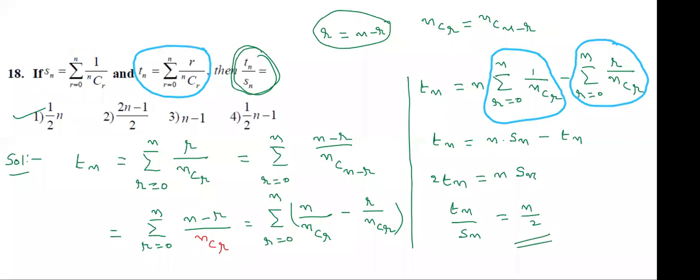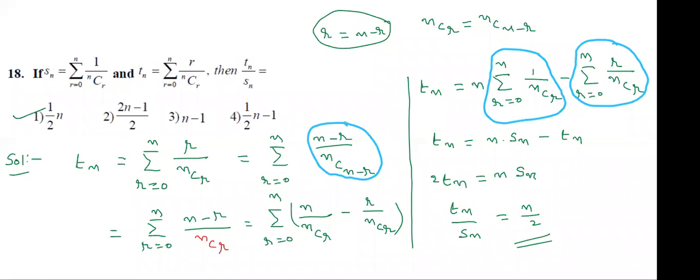So here, remember this step. First, what I did: in place of r, I just replaced n minus r, and here this is the formula, nCr is equal to nC(n minus r), I have written. After that, split into two terms, then you will get the answer. So the first step is, in place of r, just replace n minus r, then calculate, and you will get the answer.